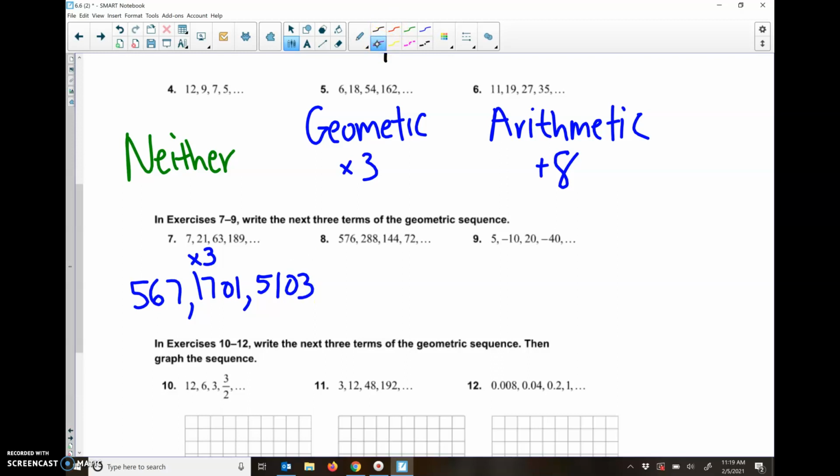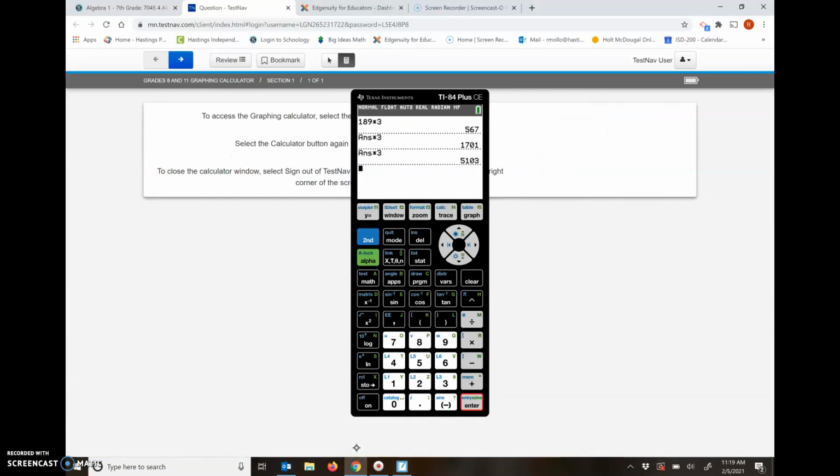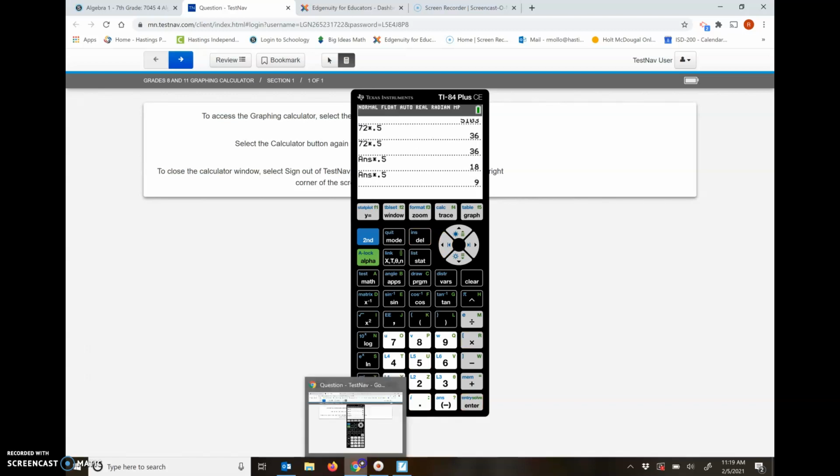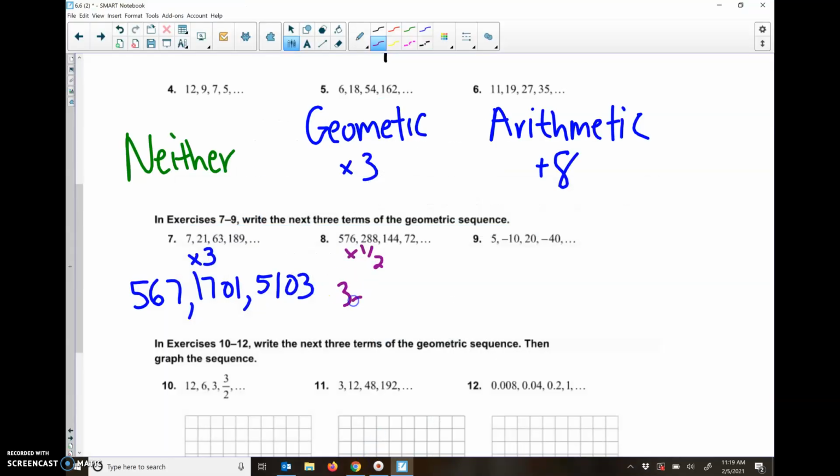All right, this one looks like it's going down. It's 576, 288, 144, and 72. So now it looks like we're multiplying by a half. And so 72 times a half is 36. These are smaller numbers. Maybe I can remember all 3. 36 times a half again, 18 and 9. So we got 36, 18, and 9.